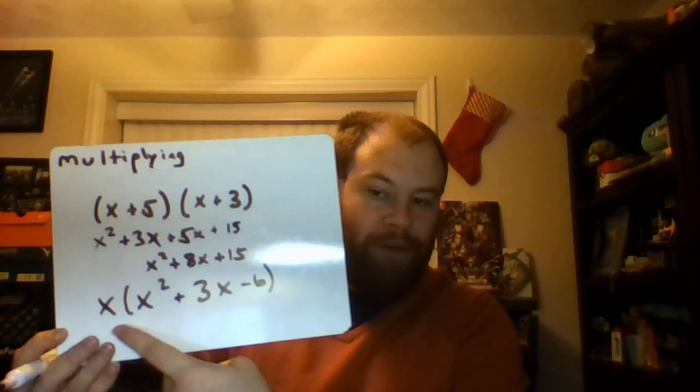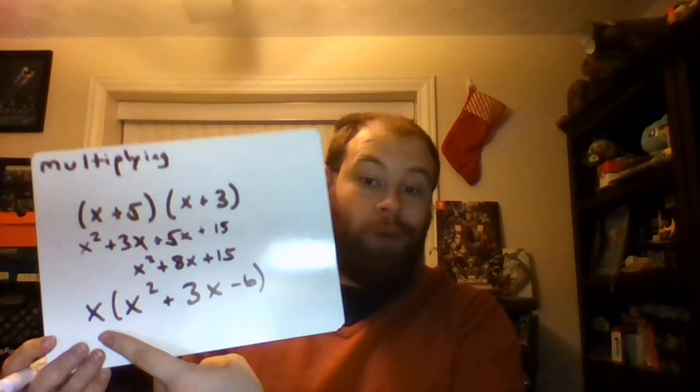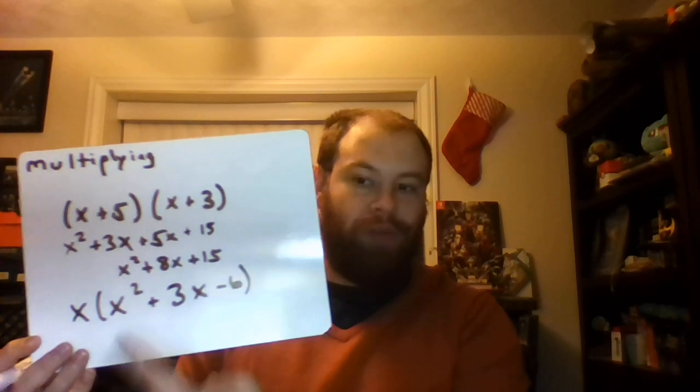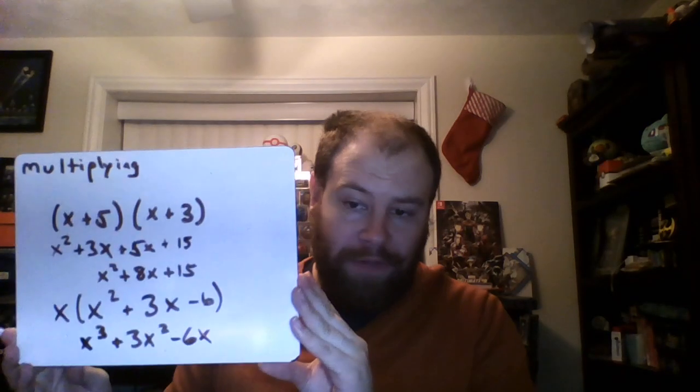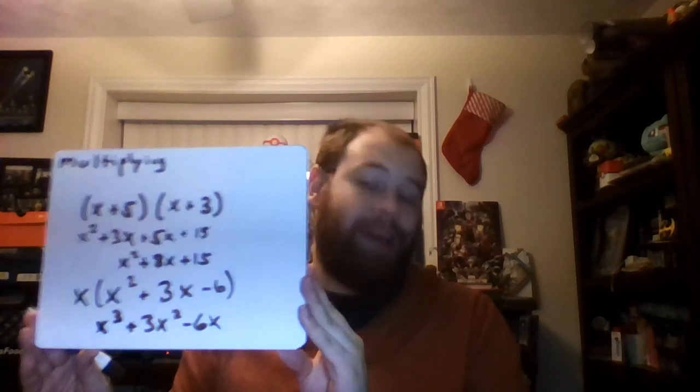This one's really easy. Our first polynomial is just x. So we only have to really distribute in this case. Really, this is just a distribution problem. So we've got x times x squared, which is x to the third, x times 3x, which is 3x squared, and x times negative 6, which is negative 6x. And there you have it, folks. We've got it all solved there. x to the third plus 3x squared minus 6x.